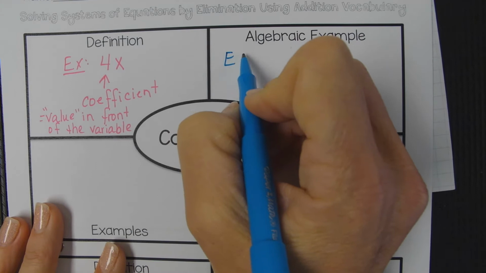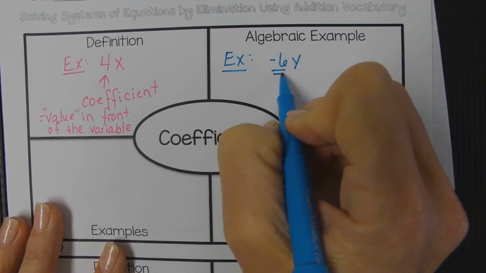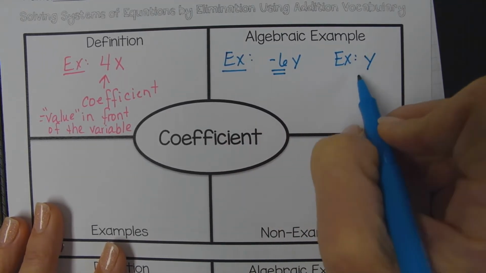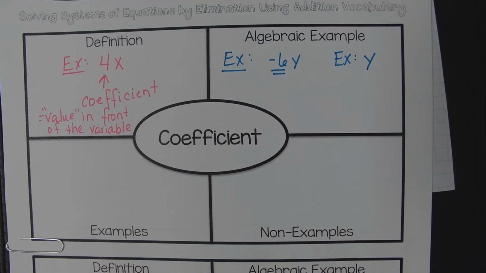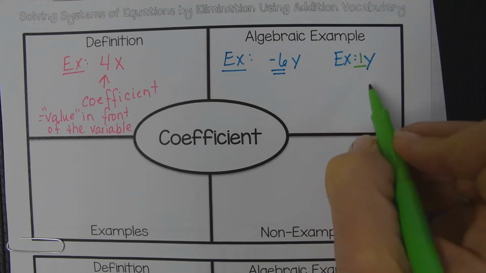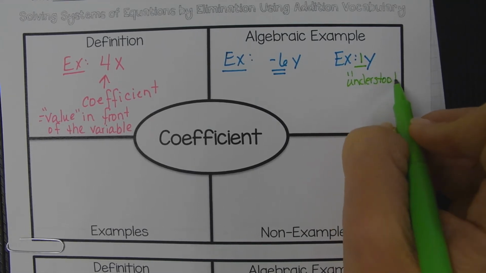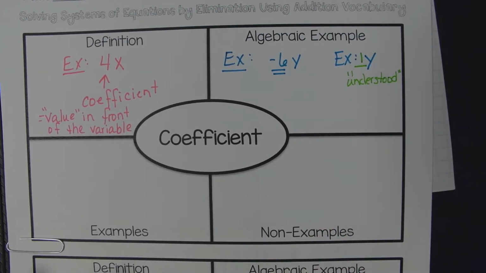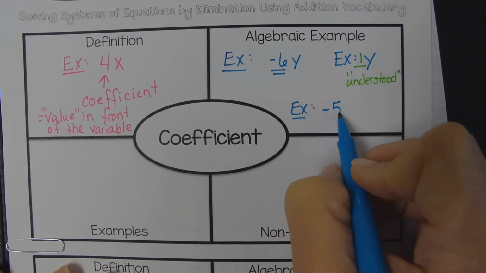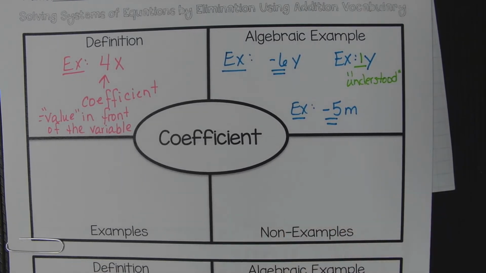Some examples. I'm just going to write several. What's understood to be in front of this y? 1. Okay. Remember, it's understood to be there. That means it doesn't have to be written, but it's there.